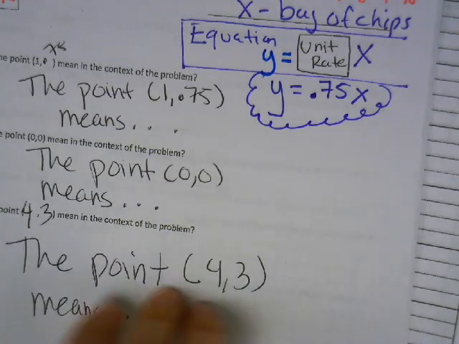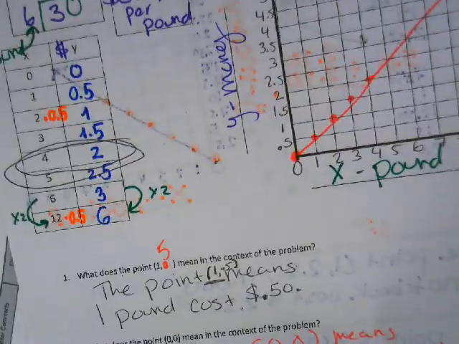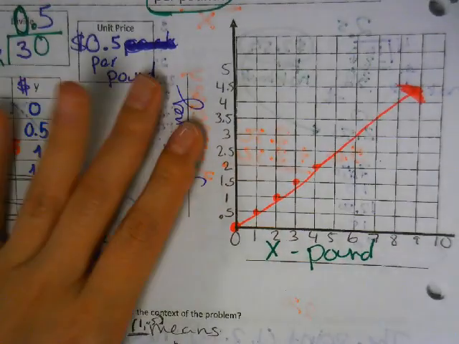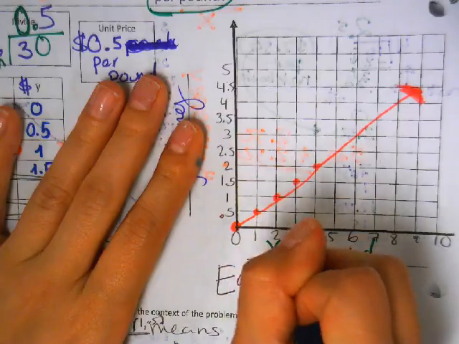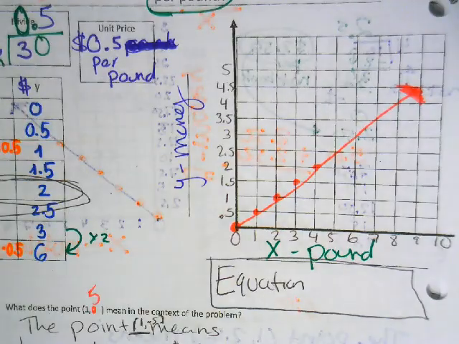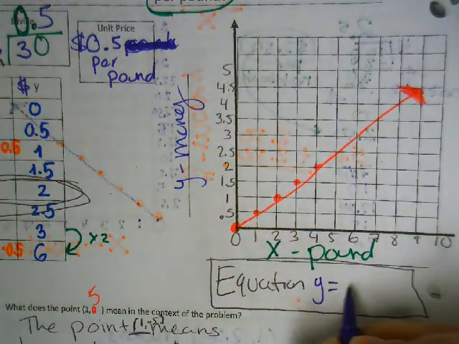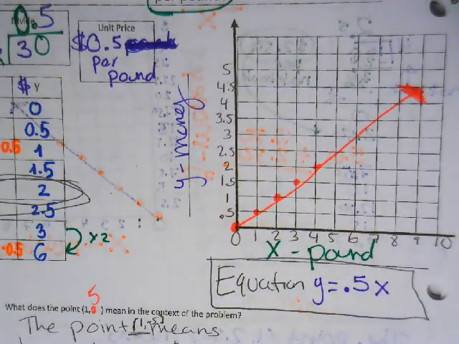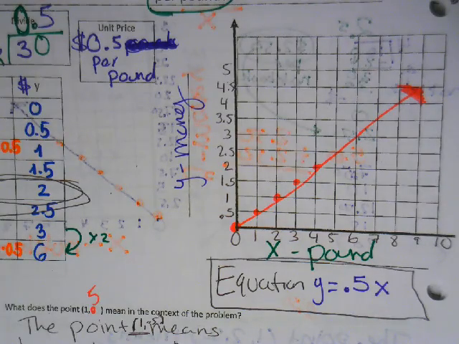All right, flip your packet to page 5. Go backwards. What would be your equation? What do we start equations with? Y equals 0.50x. Y equals unit rate x. And on page 5, what was our unit rate? 0.5. So my equation is y equals 0.5x. That's it.